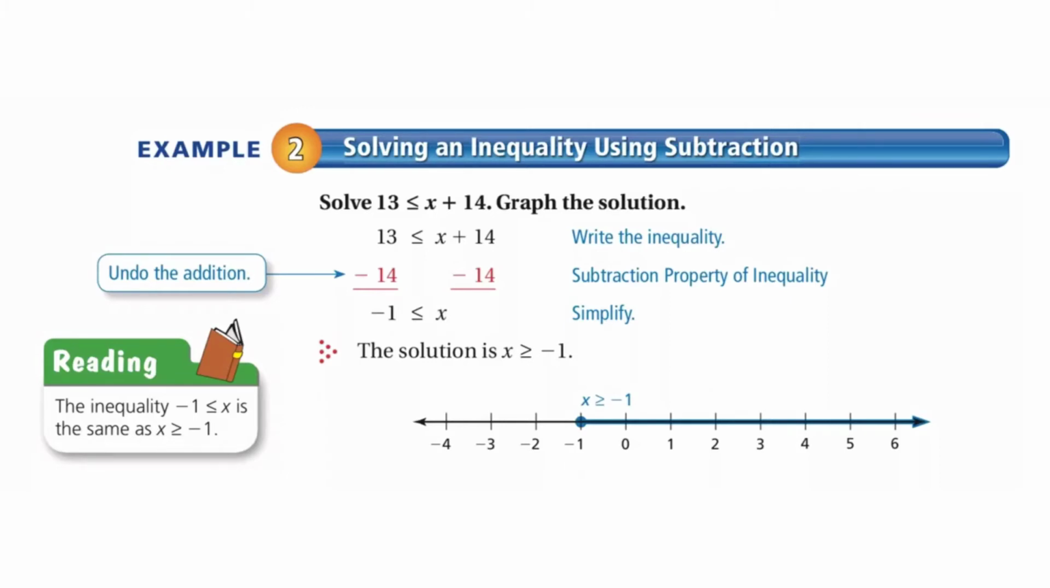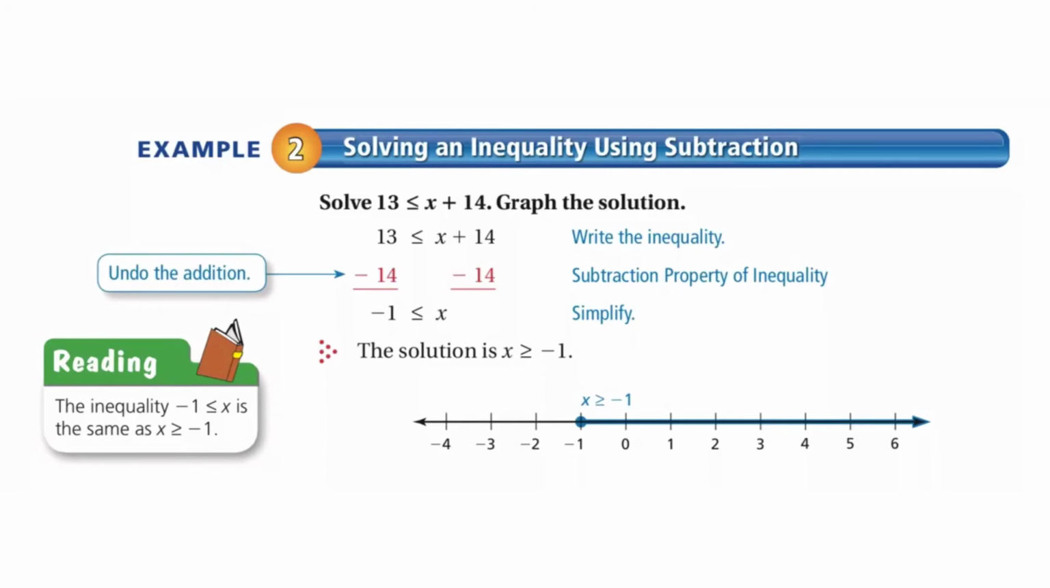To get x by itself, we'll subtract 14 from both sides. That leaves us with x all by itself on the right-hand side, and 13 minus 14 on the left-hand side, which leaves us with negative 1. Negative 1 is less than or equal to x. Now, turn that inequality around. When you put x on the left-hand side and negative 1 on the right, you do have to turn that symbol around too. So x is greater than or equal to negative 1.